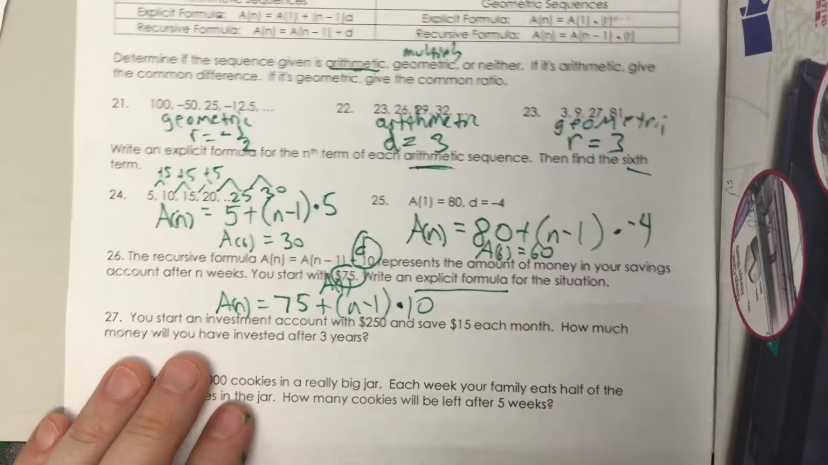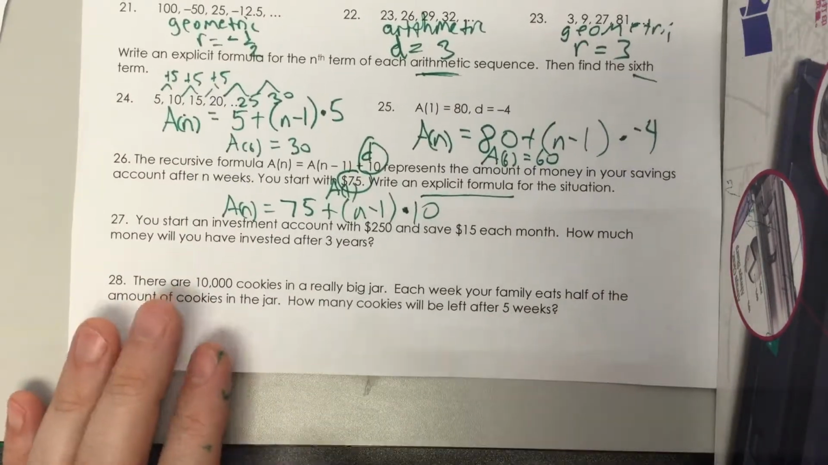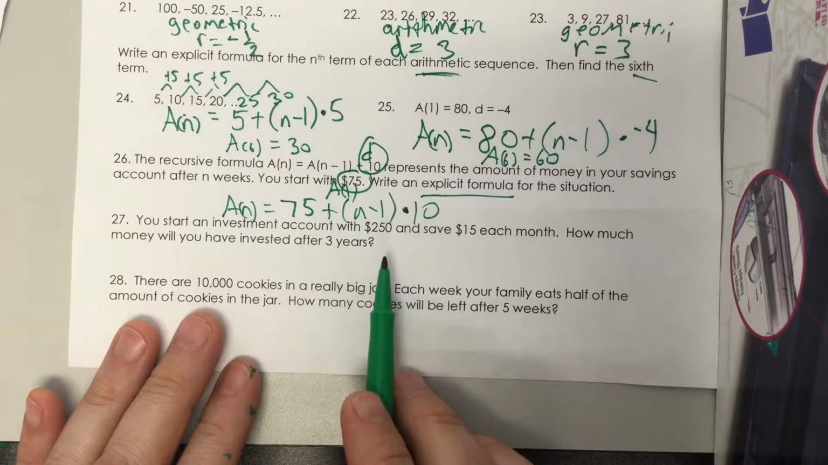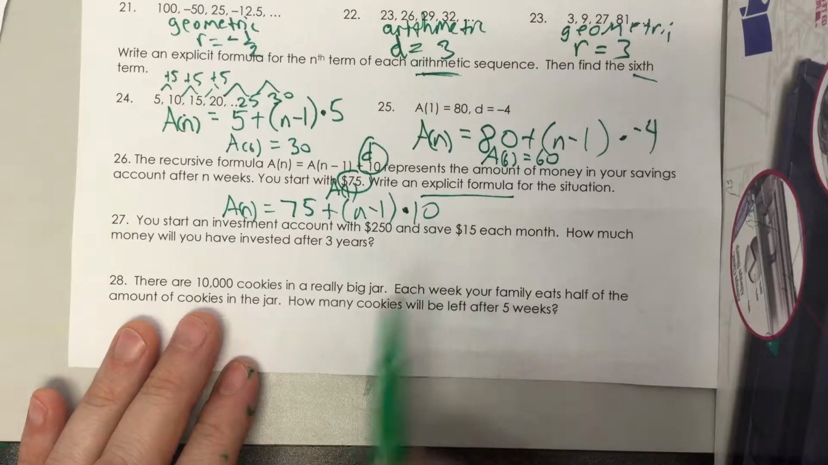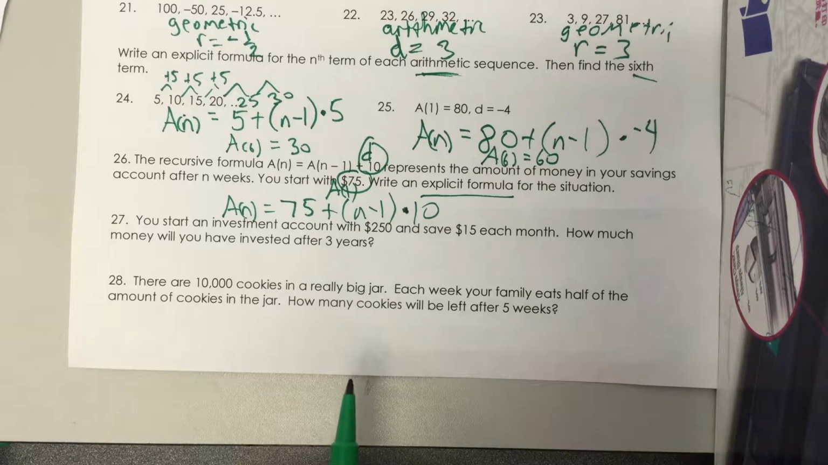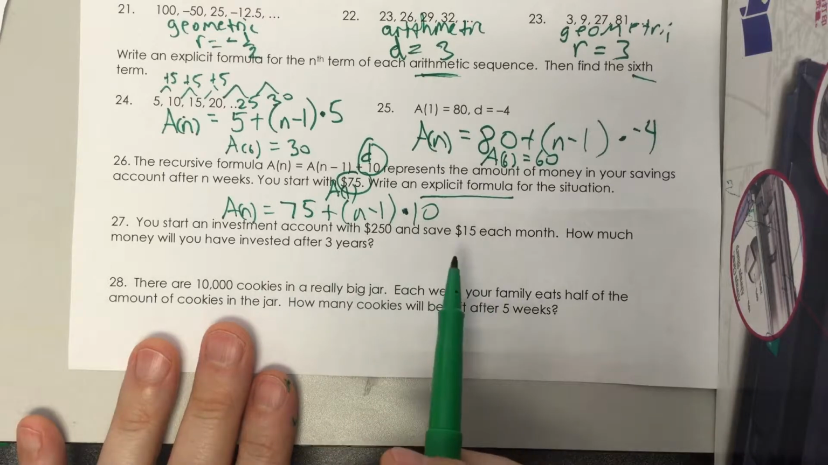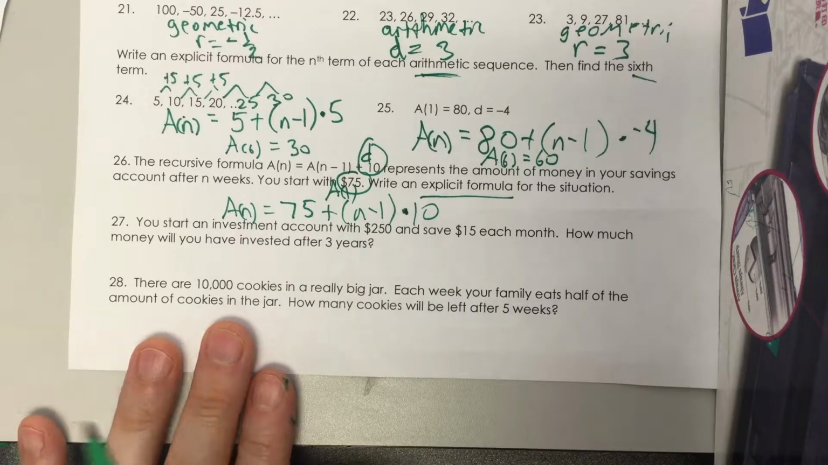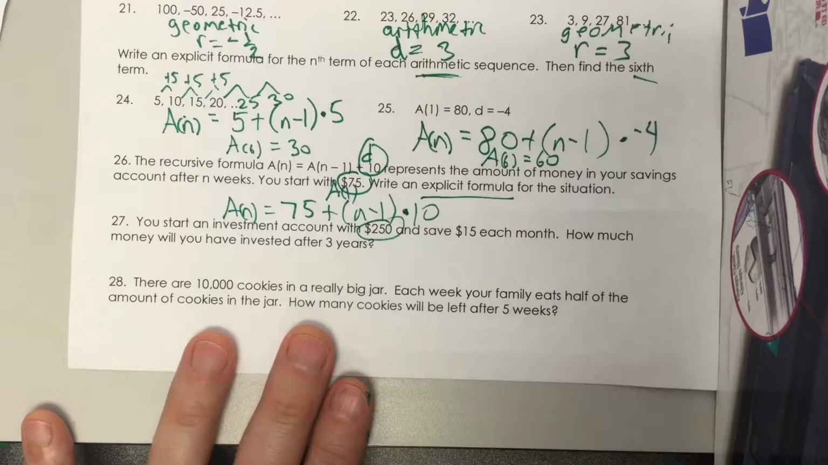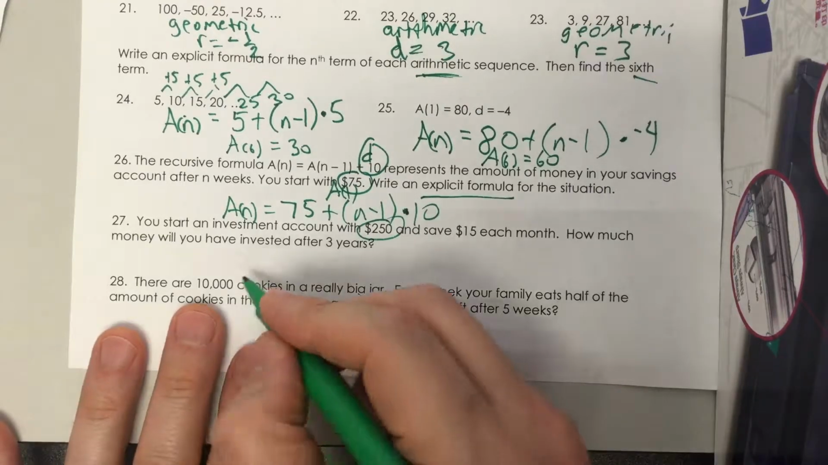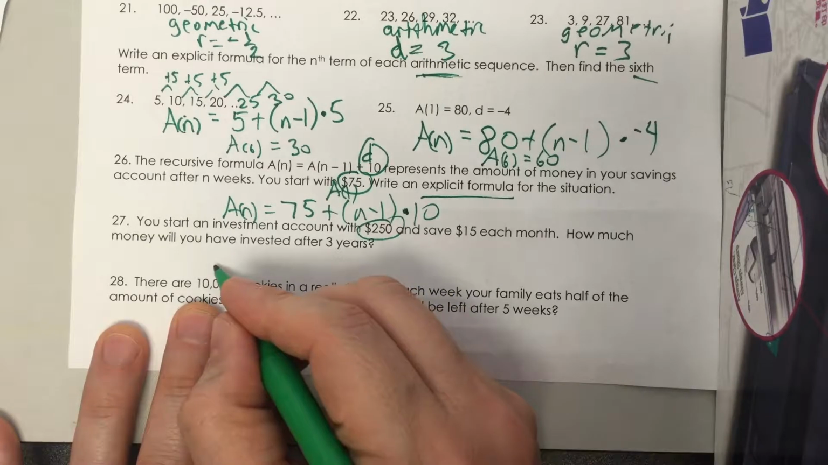All right, number 27. You start an investment account with $250 and save $15 each month. How much money will you have invested after 3 years? Now, there's no interest going on here, so it looks like it's just a plain, simple arithmetic sequence. You're adding $15 every month. Your starting number, your A of 1 value, is $250.